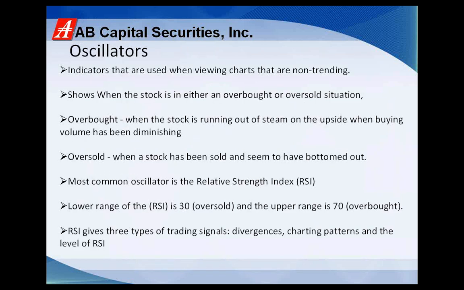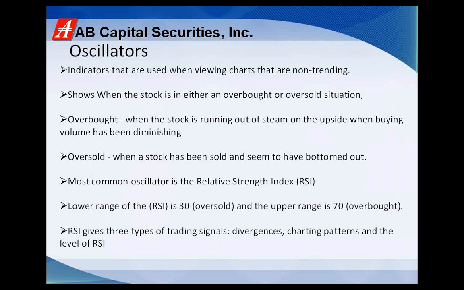Now if you're looking at a stock that's not trending, the indicators that we normally use are the oscillators. And the oscillators are commonly used to show whether a stock is either overbought or oversold while moving within its trading range. It's overbought when the stock is already running out of steam, as shown by the weak volume, and oversold when the stock seems to have already bottomed out.